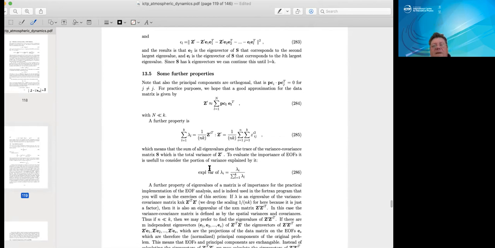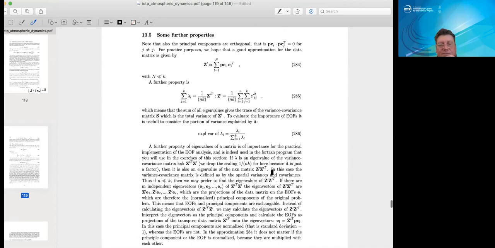A few further properties are that if you add up all these lambdas, that just is the total variance of our data set. But that also means that if we have, for example, found the first lambda, the first eigenvalue, and divide that by the sum of all eigenvalues that we can find, then that is the explained variance by that eigenvalue. And we know the first eigenvalue we found is the largest one. So the first EOF would explain most of the variance of our data set. And then the second one, and so on.